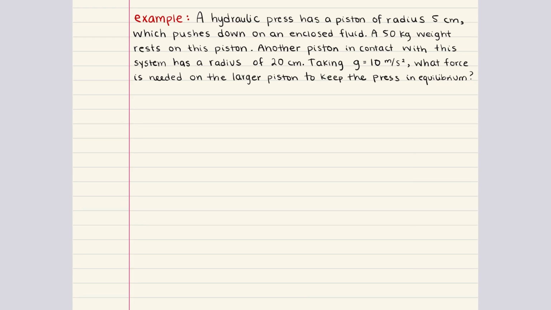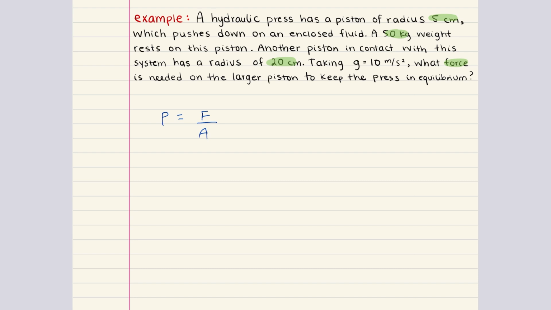This problem says a hydraulic press has a piston of radius 5 centimeters, which pushes down on an enclosed fluid. A 50 kilogram weight rests on this piston. Another piston in contact with this system has a radius of 20 centimeters. Taking the acceleration due to gravity to be equal to 10 meters per second squared, what force is needed on the larger piston to keep the press in equilibrium? To solve this problem, we need to remember that pressure is equal to force divided by area. And here specifically, we're going to need to use Pascal's principle.